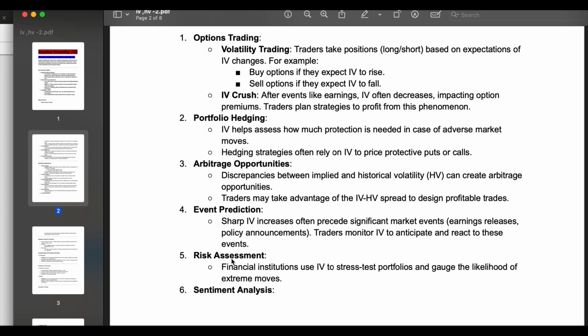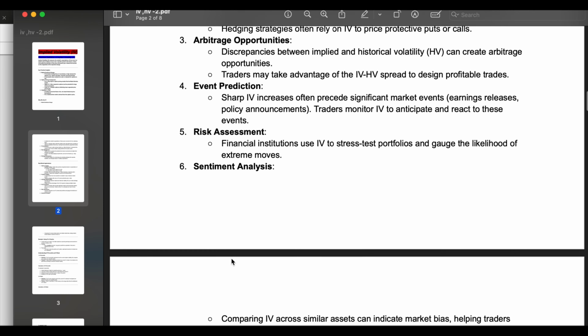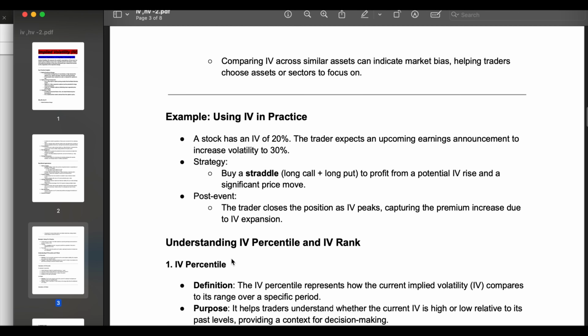event prediction. Like sometimes earnings season comes, a big event happens, you will see the IV fluctuate more and more. Okay, then you know that something is going on inside the stock or inside the index. Then be careful. In that situation, you have to buy or sell according to the situation, and IV will tell you everything. Risk assessment, sentiment analysis.